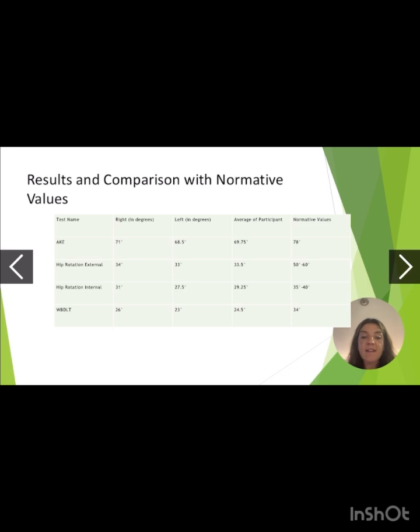In her test, her average was 33.5 degrees, but the norm is 50 to 60 degrees. This is another indication below the average range by 16.5 degrees, indicating a deficiency in external hip flexibility. This is where injuries like groin injuries could occur.